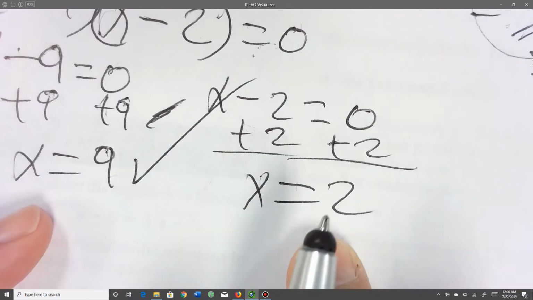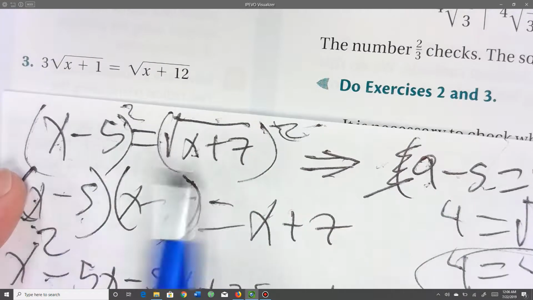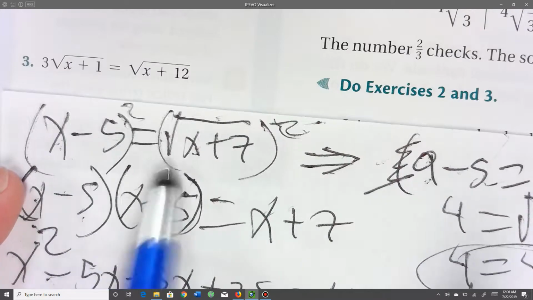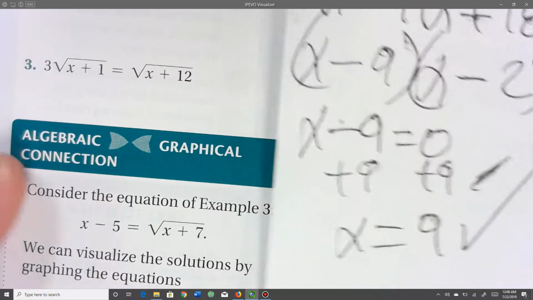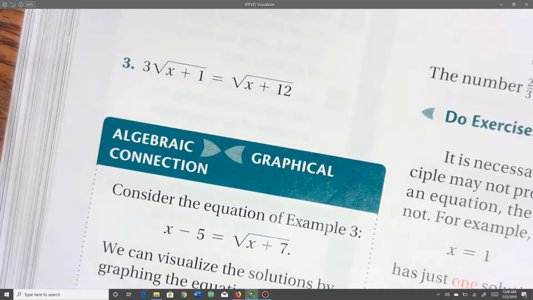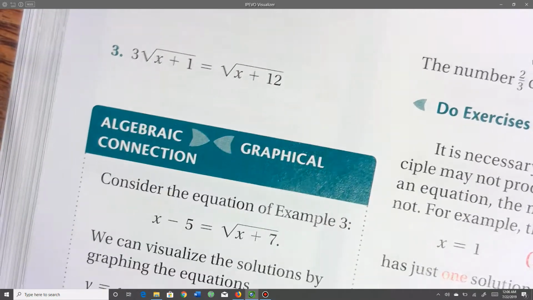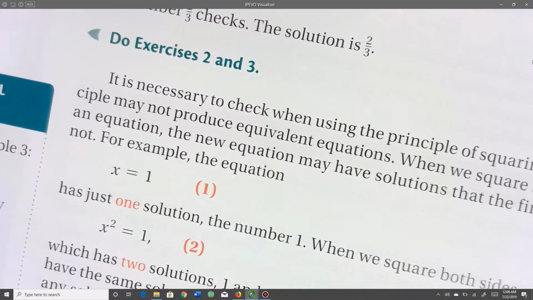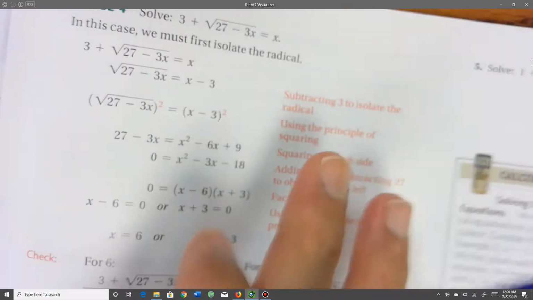Therefore, this 2 does not make this equation true. Therefore, it is not a solution of this equation. Yeah, and that is the right answer. See, it's right there. And that's why you have to include that extra step at the end, because sometimes you have two different answers when working with radicals.